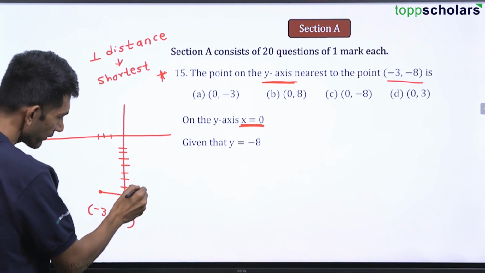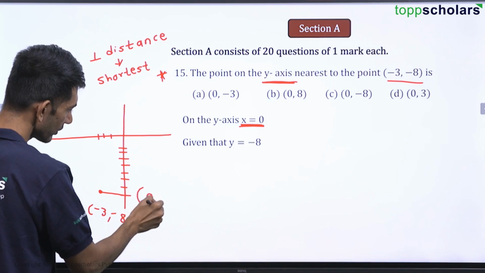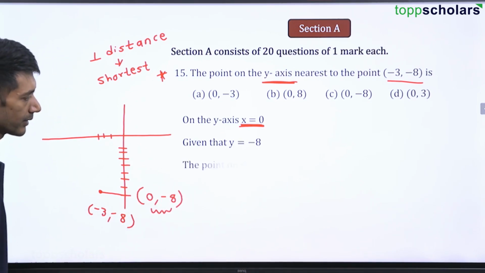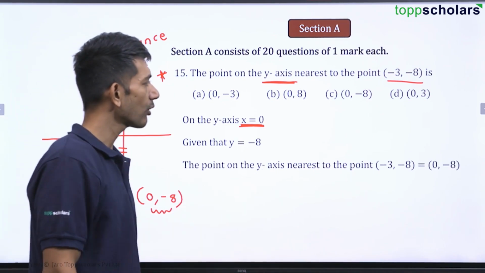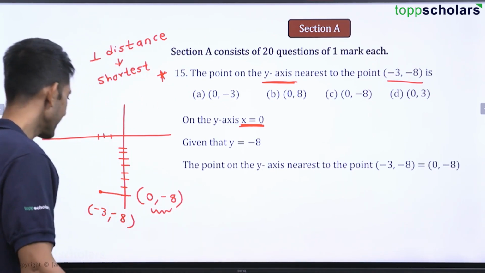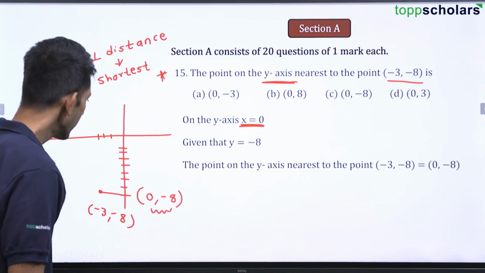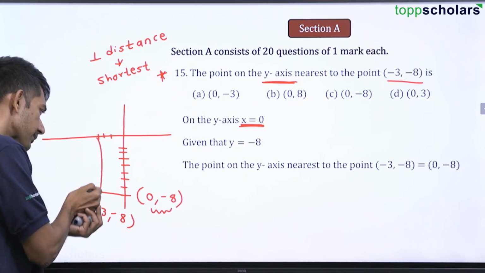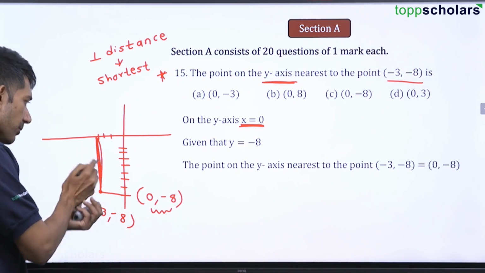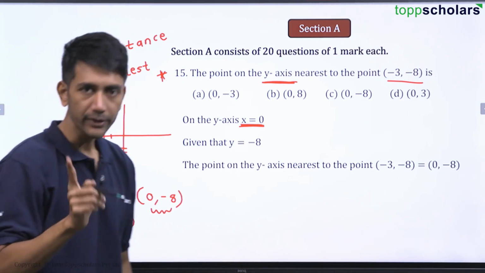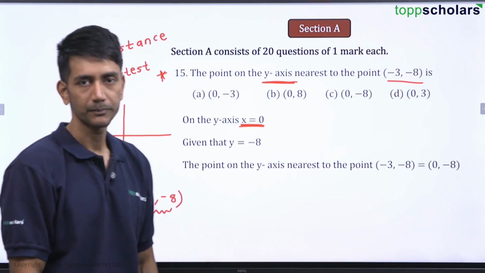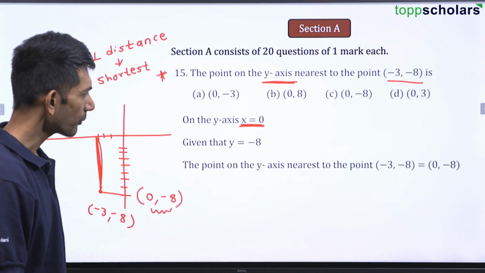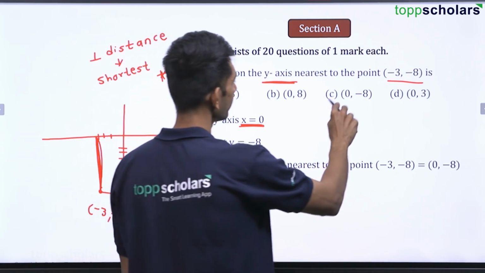So this point will be what? On the y-axis x is 0, and this is minus 8. So 0 comma minus 8, right? That's it. 0 comma minus 8 is the final answer. And then also, see, if they ask you nearest point from x-axis, then also it is going to be this. That is the perpendicular. Perpendicular is the shortest distance. Please make a note of this somewhere, right? So which option is correct, by the way? Option C, right?